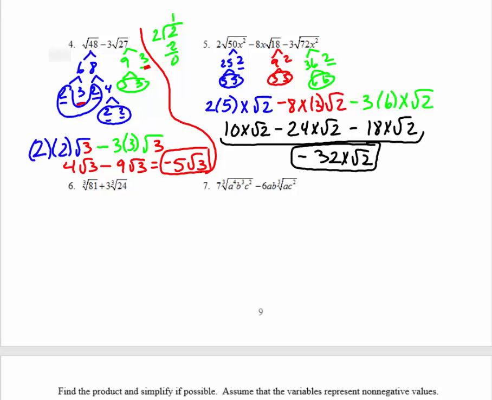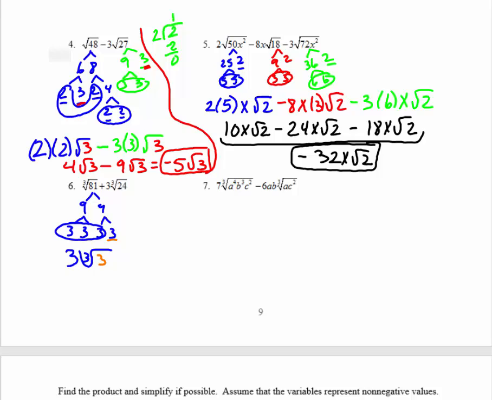Now number 6, you'll see it's the cube root of 81 plus 3 times the cube root of 24. Be careful when you do the factor tree. You're looking for, in a sense, triplets. Well, 81 is 9 times 9, and 9 is 3 times 3, and the other 9 is 3 times 3. So we do have a triplet. So 3 comes out. Don't forget your index of a cube root, and what's left underneath is that 3.